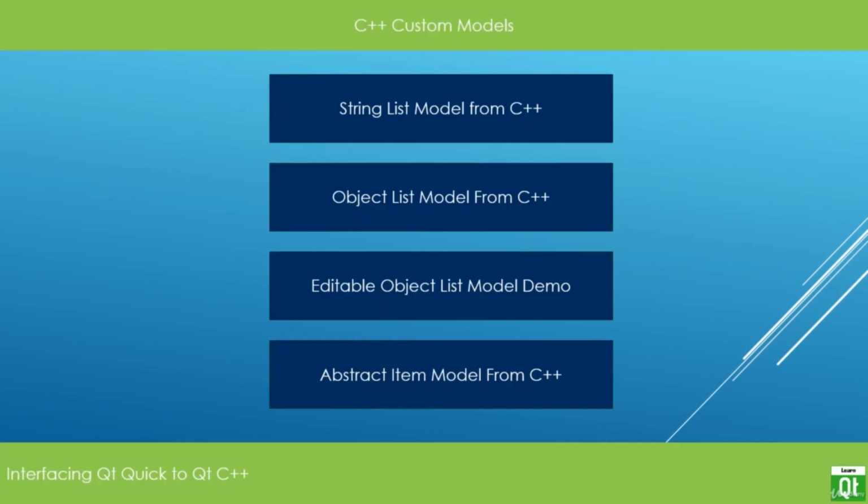Along the way, we're also going to see different ways you can use some simple models if you don't want to go full scale and build your own C++ custom models. We're going to see how you can use simple string list models, simple object list models, and we're going to see how you can make your models editable if you decide to go simple like this.